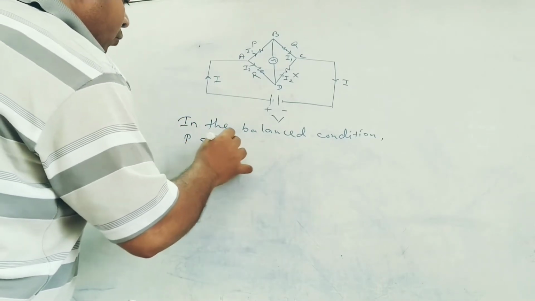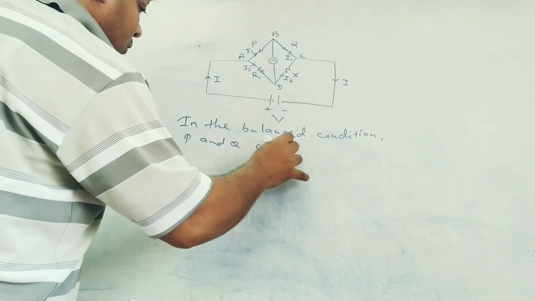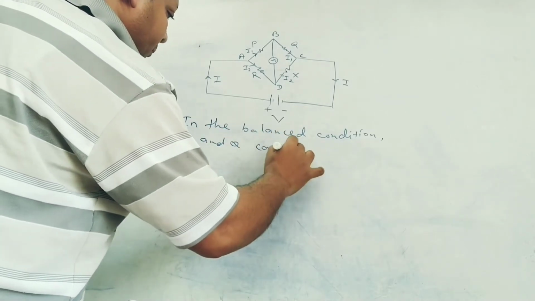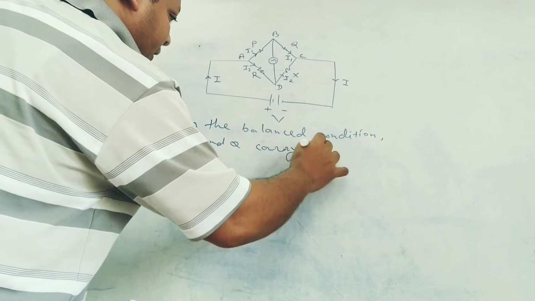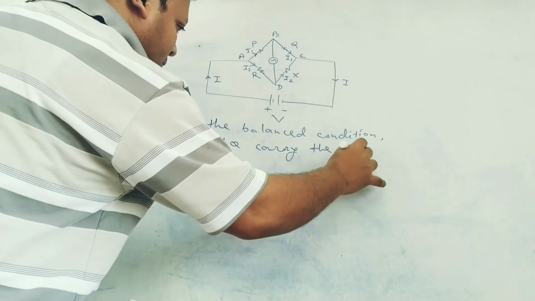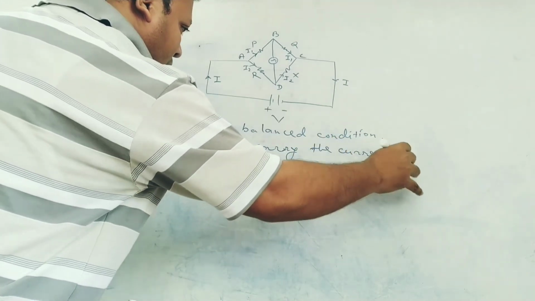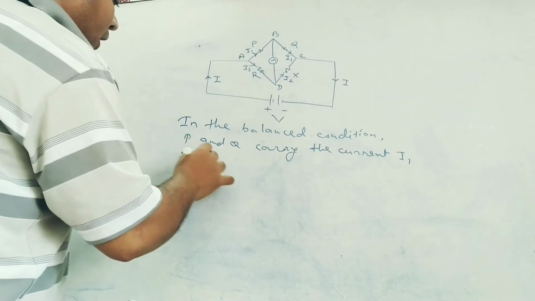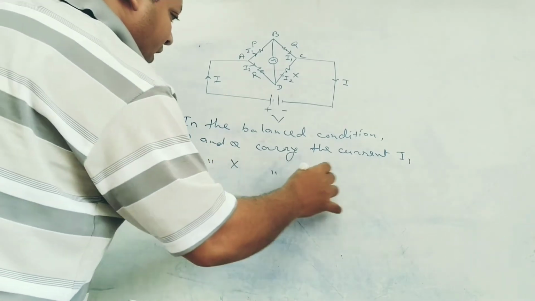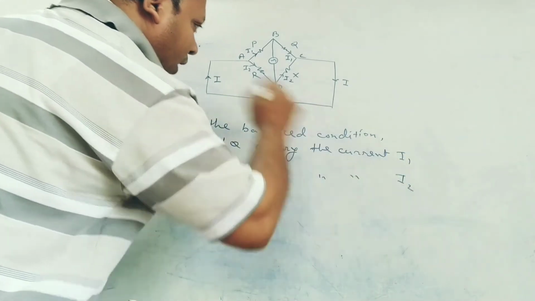P and Q carry the current I1. R and X carry the current I2.